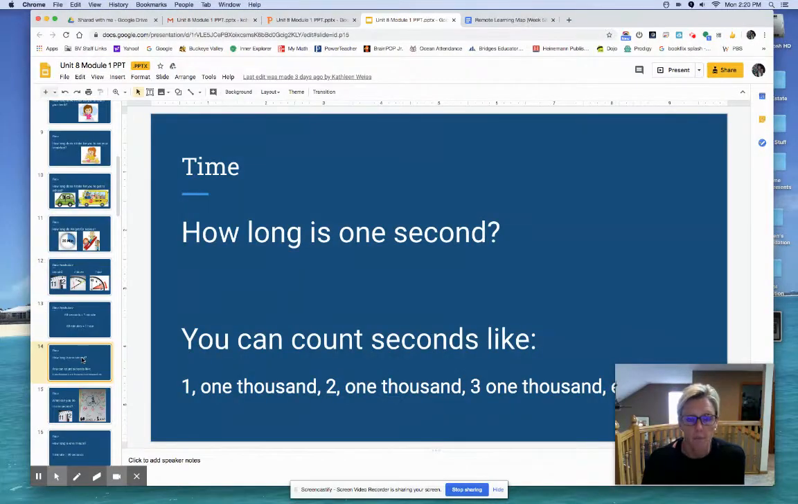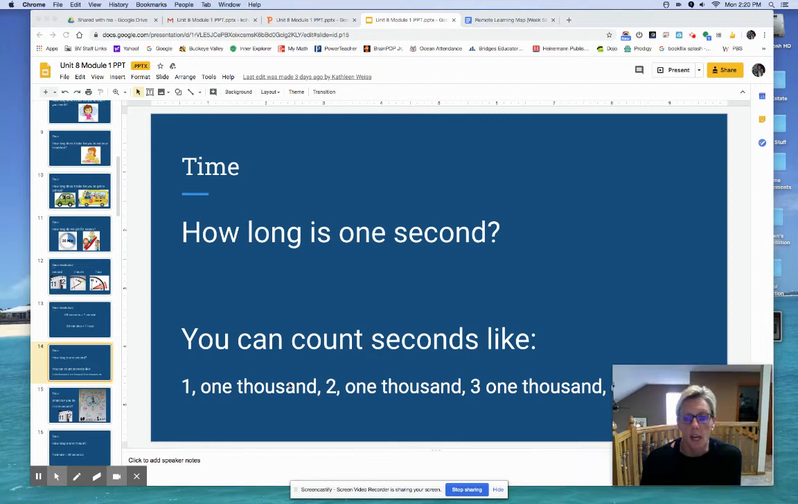How long is 1 second? Now, when you count seconds, you can count, for example, 1 1,000, 2 1,000, 3 1,000, and so on. Sometimes you might hear friends saying 1 Mississippi, 2 Mississippi, 3 Mississippi. That would be another way to count seconds. It's not counting as fast as you can, 1, 2, 3, 4, 5, 6, 7, 8, 9, 10. That's not seconds. Seconds is 1, 2, 3. A little bit slower.